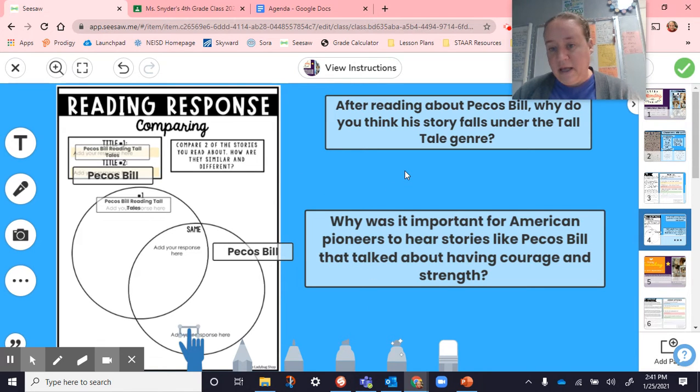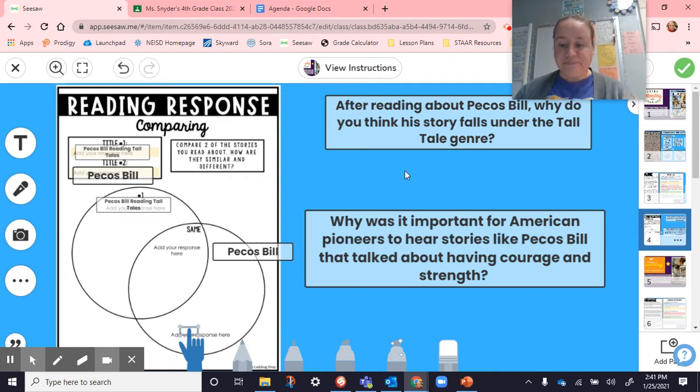Then we talked about these two questions at the end. We talked about why we think that this story falls under the tall tale genre. Things like him riding a tornado. That's definitely not going to happen. Him doing all these crazy things, being raised by wolves and stuff like that. These are very exaggerated stories.